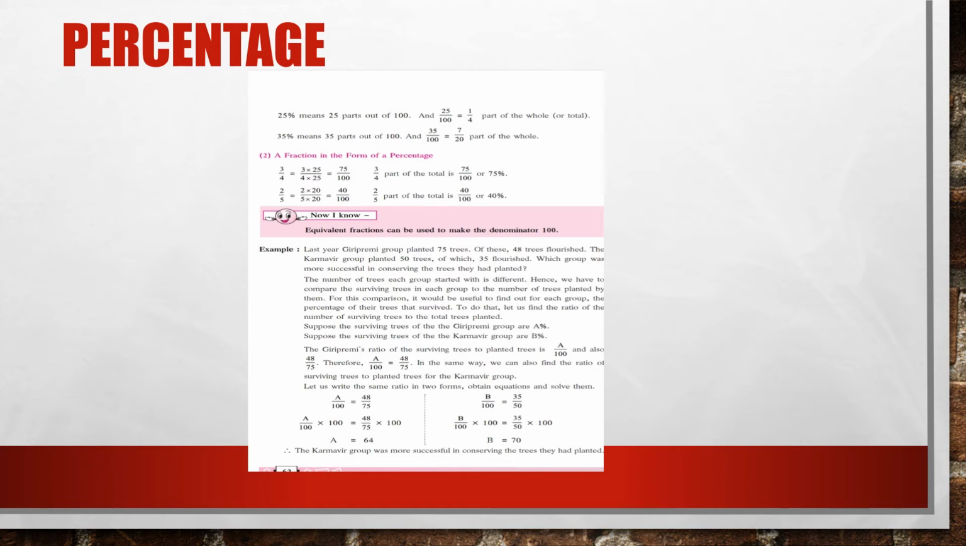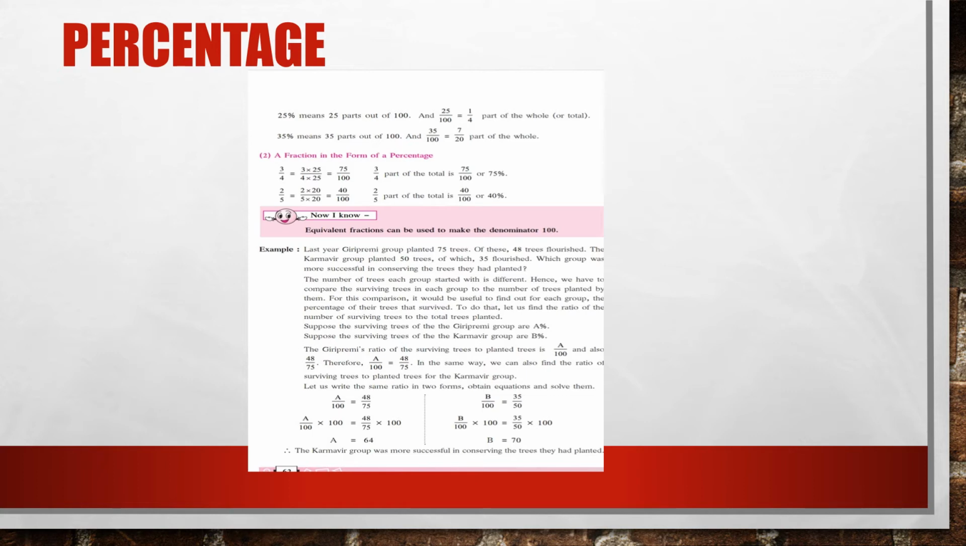Similarly, we do it for 2 upon 5. If we have to convert 5 into 100, what do we have to do? We have to multiply it by 20. Okay, correct? So let's see an example. Before that, as we had discussed, equivalent fractions can be used to make the denominator 100. So this is the equivalent fraction, that means we are equalizing the denominator to 100.